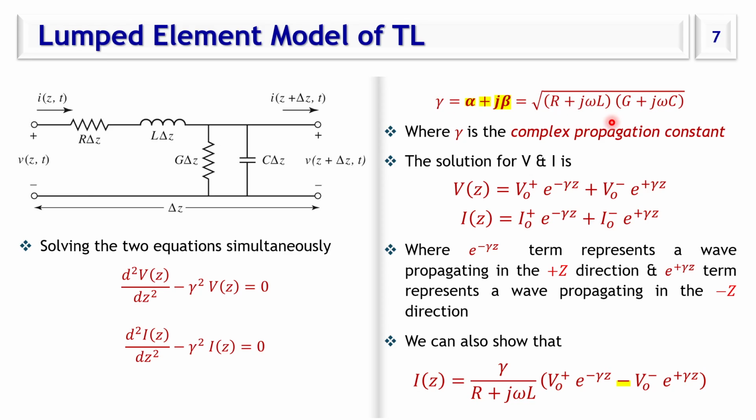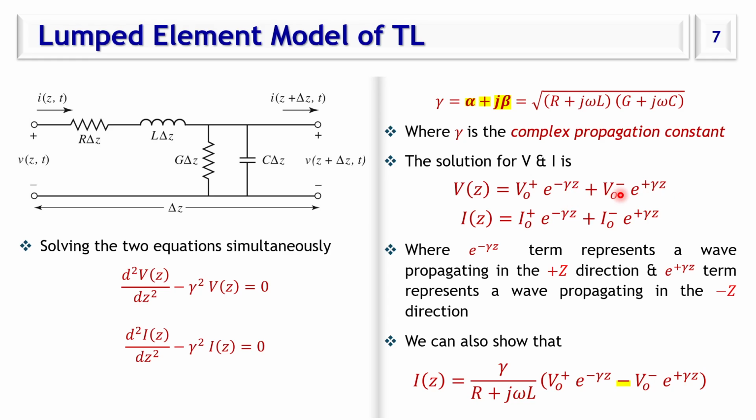This propagation constant is a complex quantity. It's clear from its expression here, so we can express its real part as alpha and its imaginary part as beta. Solving these two equations, we would have two solutions. This is a second order linear differential equation, so it has two solutions: one with minus gamma, one with plus gamma. One solution is e to the minus gamma z, the other is e to the gamma z.